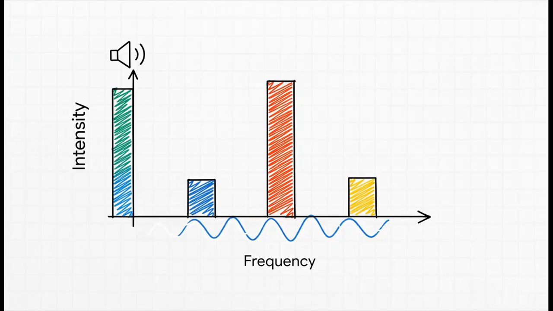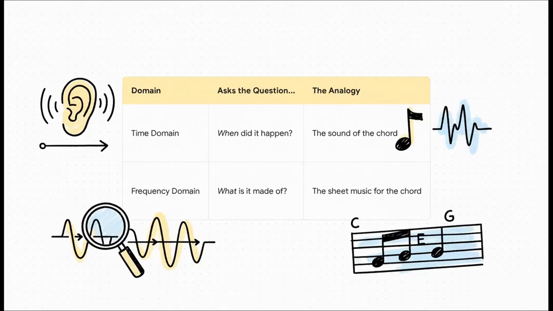But then, the Fourier Transform lets us jump into a whole different world, the frequency domain. This is the prism's view. It completely ignores when things happen. Instead, it just shows us that recipe we talked about. It tells us what frequencies are in the signal and how much of each one there is. And this table just lays it out perfectly.